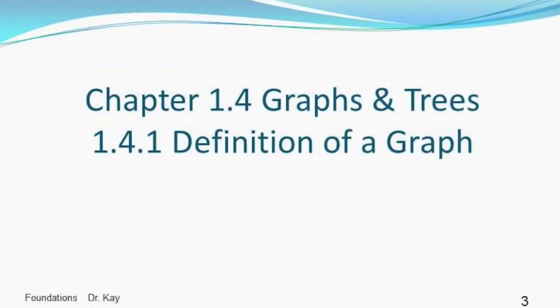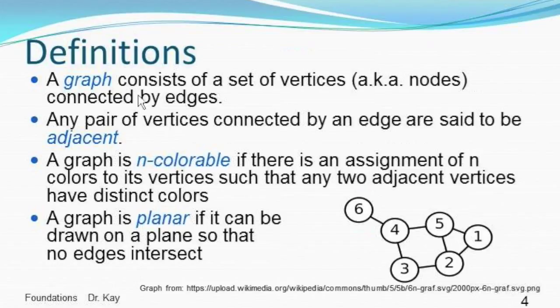So we'll start with graphs. And this is a very informal definition of a graph. Your book has a much more formal definition, but you should think of a picture something like this when you think of a graph. A graph consists of a set of vertices, so we sometimes call those nodes, that are connected by edges. Any pair of vertices connected by an edge are said to be adjacent. So for example here, 1 is adjacent to 2, 3 is adjacent to 4, 6 is also adjacent to 4. But the vertices 4 and 2 are not adjacent.